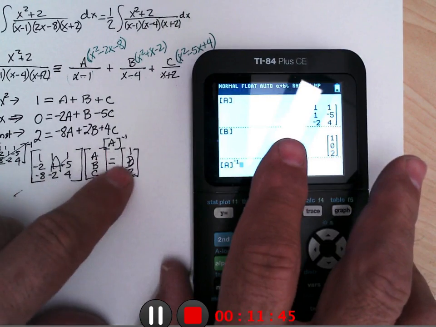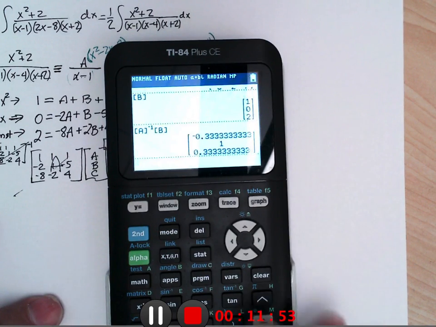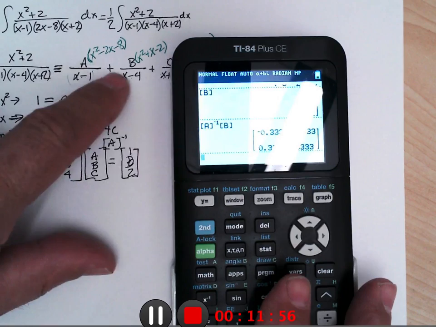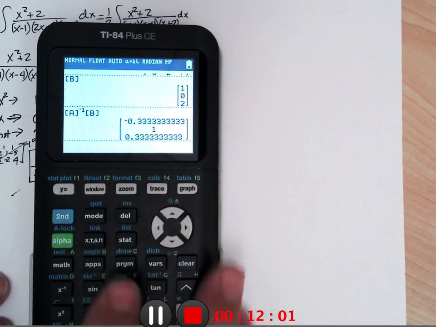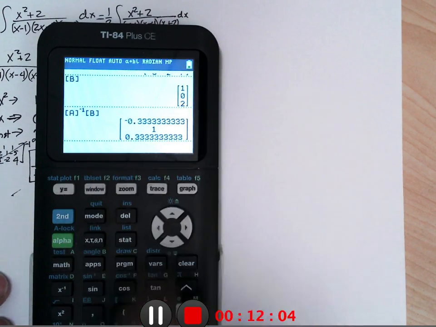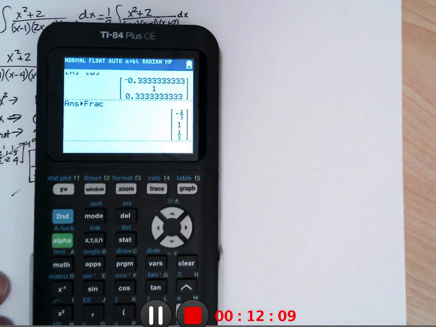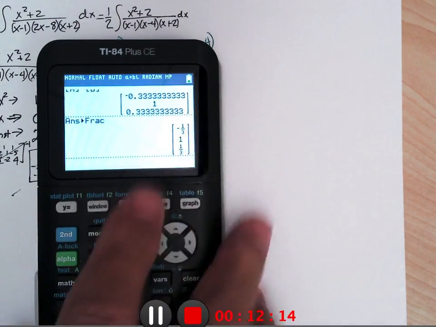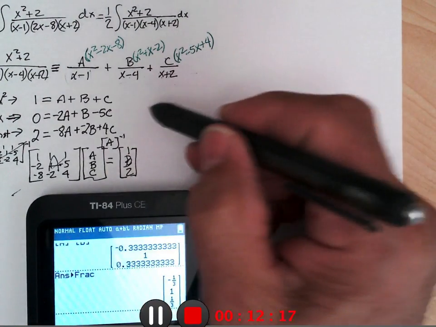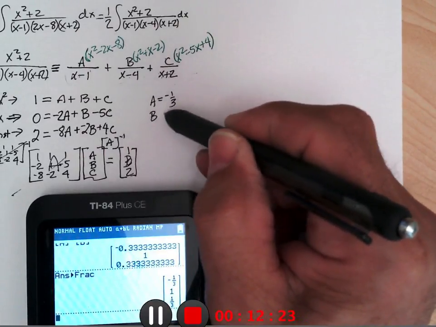So I'm going to get second, matrix, B, enter, and if I press enter, it tells me what the A, B, and C need to be. You can see they're in decimal. You probably recognize that as minus 1/3, 1, and 1/3. But I can also go to math, change it to a fraction, enter, enter, and it'll say those. So for this problem, I'll write them down here: A is minus 1/3, B is 1, and C is 1/3.